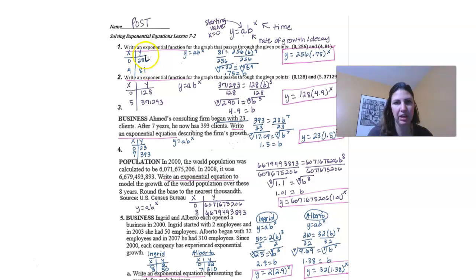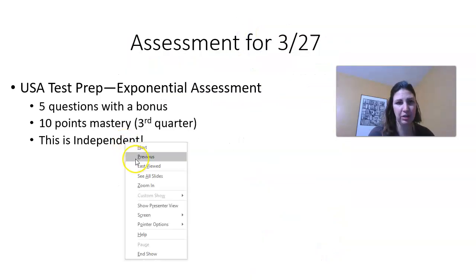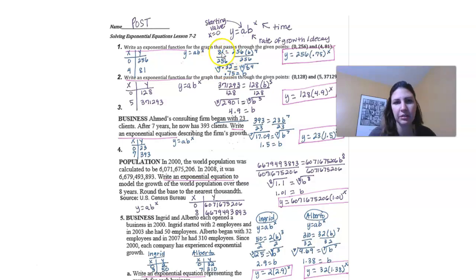For example, in number one, the starting value is 256. So 256 is your A, because that's what you are starting with. Then your B is always your rate of growth or decay. It's like your percentage, the amount that your population is either getting larger or getting smaller. We'll talk about that more in a second. Your exponent is always the time interval. It could be weeks or months or years, and it's always your exponent. And your y is always the output of that particular situation.